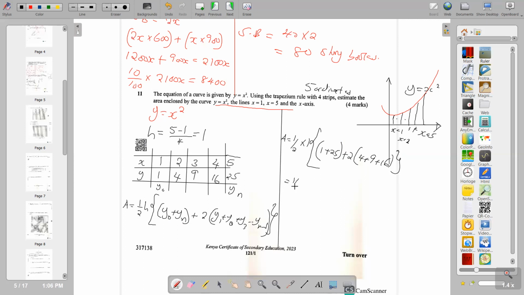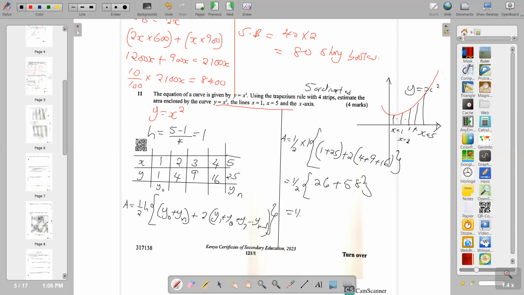So we're going to have a half. Of course, times 1, it is still a half. Then you have this bracket. So you must solve what is inside the bracket first before you multiply by a half. So this one will be 26 plus 4 plus 9 plus 16 times 2. So that is 58.